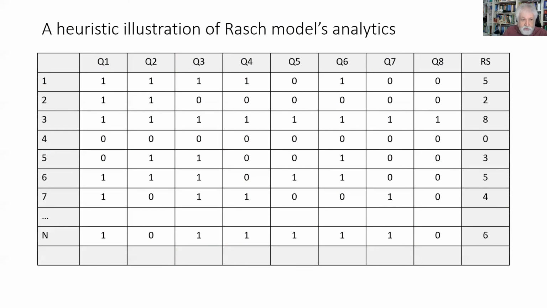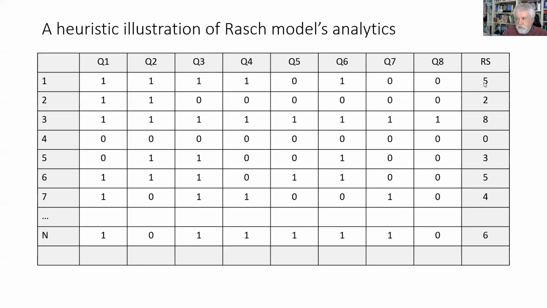So this is a table in which there are the data that we have collected. Each column is a question, put in the order in which we asked them: question number 1, 2, 3, 4, 5, 6, 7, and 8. And then each row is a different respondent. The first person I interviewed said yes, yes, yes, yes, no, yes, no, no. The second person said yes, yes, no, no, no, no, no, no, and so on.